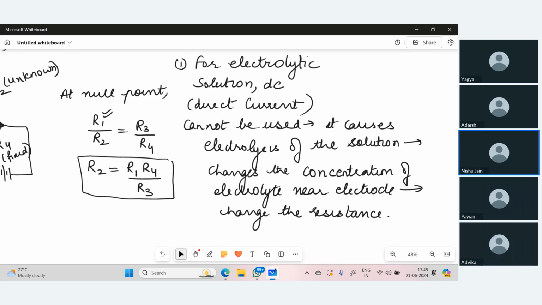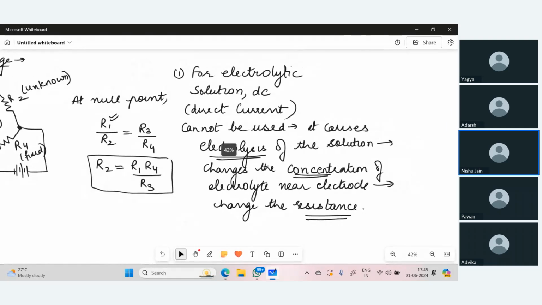Alternate current is used. So if we use DC, it undergoes electrolysis, meaning breakdown of the solution. New ions will be formed which get concentrated near the electrode. So that's why the concentration near the electrode will change, and ultimately the resistance will change. So instead of DC, AC current has to be used in electrolytic solutions. Alternate current. So that is one reasoning question in this topic.